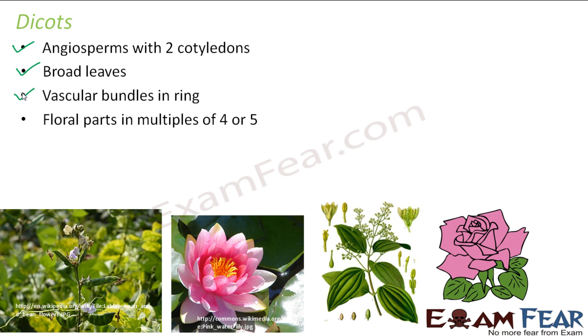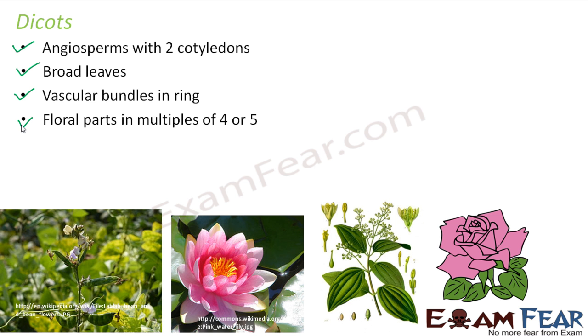So the xylem and phloem are arranged in a ring-like pattern. Floral parts in multiples of 4 or 5. If you look at the flowers of a dicot plant, you will see that the number of floral parts which they have has to be in multiples of 4 or 5. For example, 20 is a multiple of 4. It is also a multiple of 5. 16 is a multiple of 4. 25 is a multiple of 5. So it will have those many floral parts which are multiples of 4 or 5.